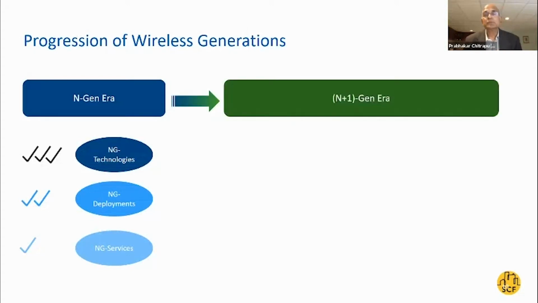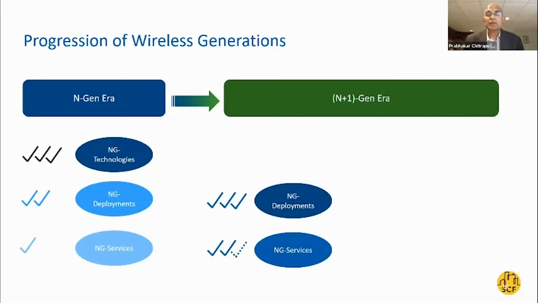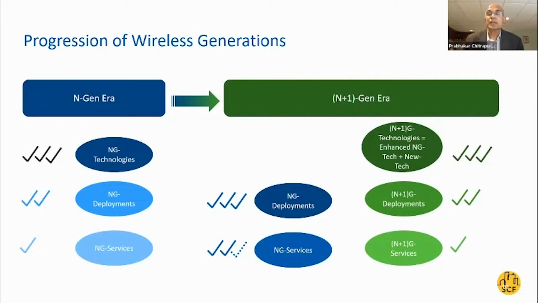So when you go from one generational era to the next one, we'll see that the deployments and services will mature completely. And then you basically have new technologies that are being introduced, which is a combination of orthogonally different technologies, or the new technologies plus the enhancements to the previous generations. And then of course deployments will follow. So we like to think of it in this three-dimensional landscape. And go to the next slide, please.